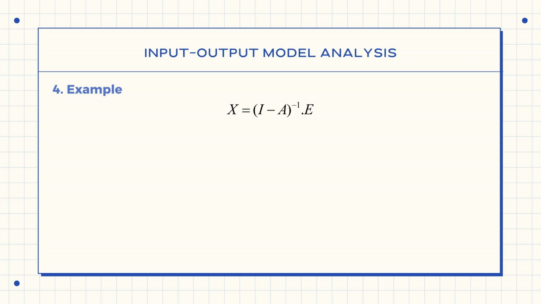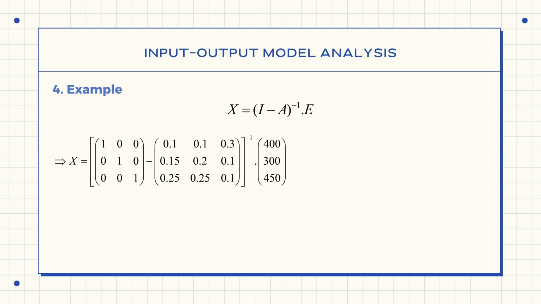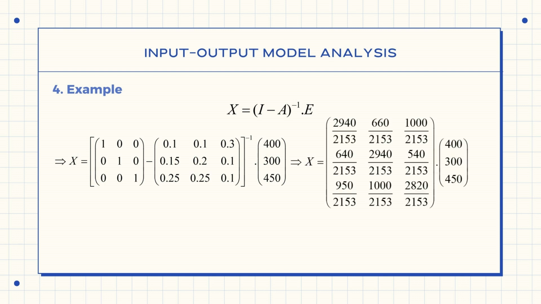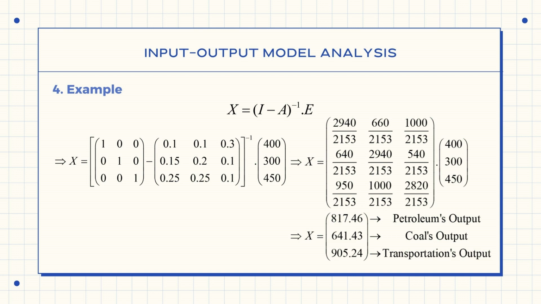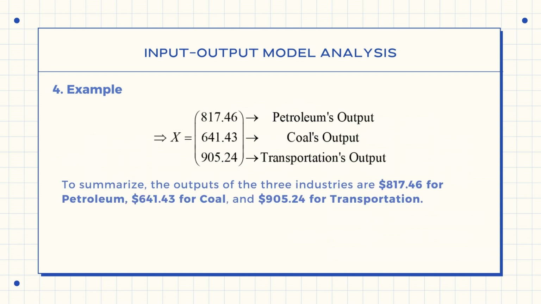Recall the equation that we have just learned above. By substituting the identified matrices for the variables, we have the following. After that is the computation, and we have the following result. To summarize, the outputs of the 3 industries are $817.46 for petroleum, $641.43 for coal, and $905.24 for transportation.